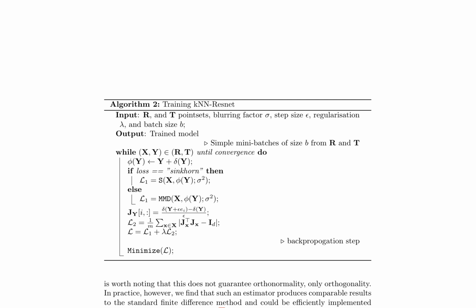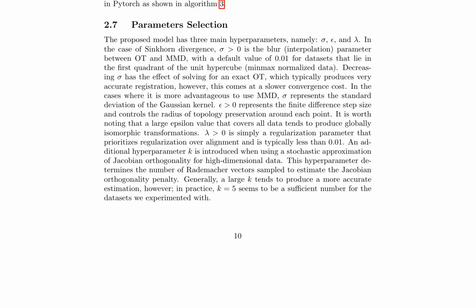For high-dimensional data, a stochastic approximation of the Jacobian orthogonality loss is introduced, which uses Hutchinson's estimator to approximate the loss. This estimator is based on the variance of the Rademacher vector, which is a scaled vector with entries that are either minus e or plus e with equal probability. The training algorithm is outlined in Algorithm 2, which involves mini-batching, blurring, and backpropagation.